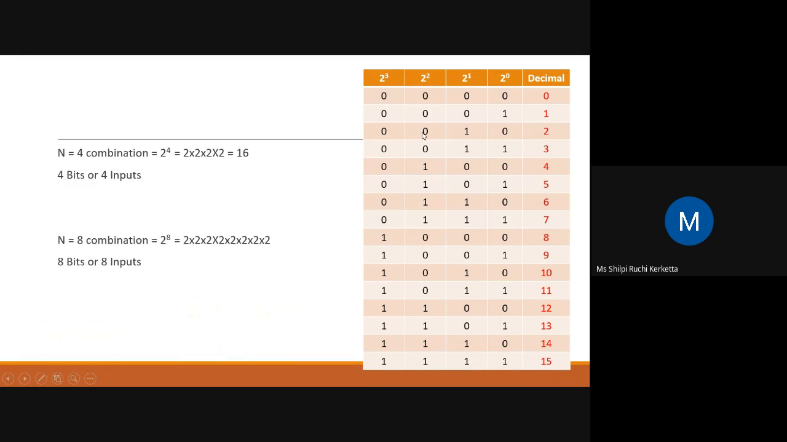The same with 4-bit numbers. So this 2 to the power 3 is 8, this 2 to the power 2 is 4, and 2 to the power 1 is 2. So our last term, 8 plus 4 plus 2 plus 1, will come as 15.